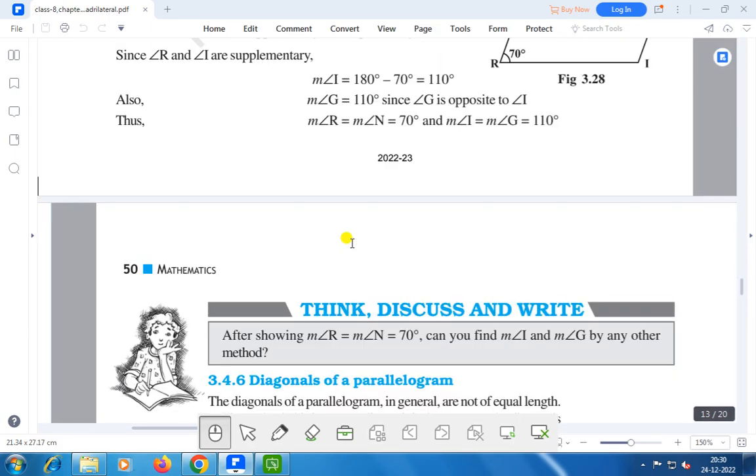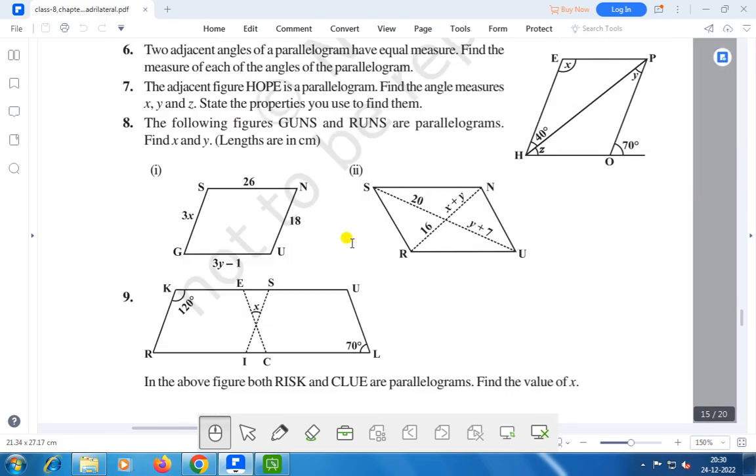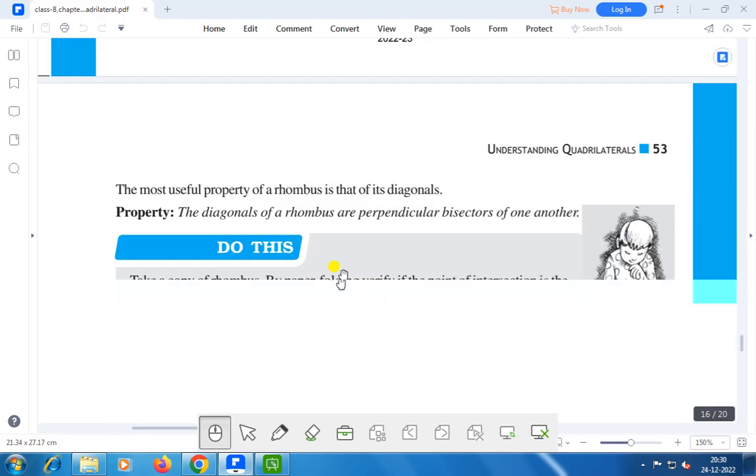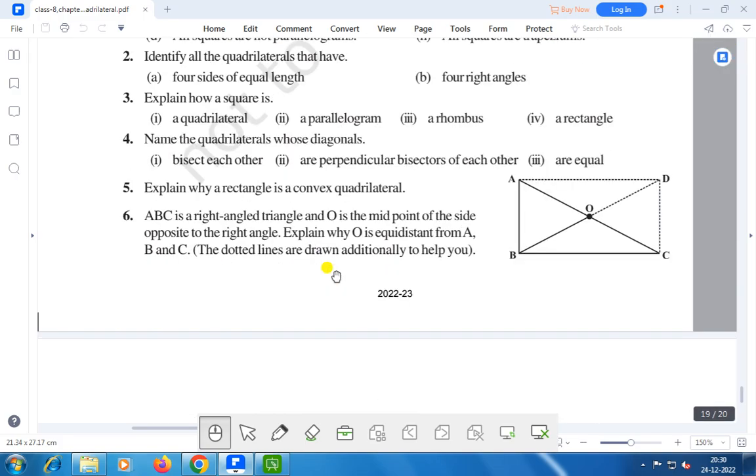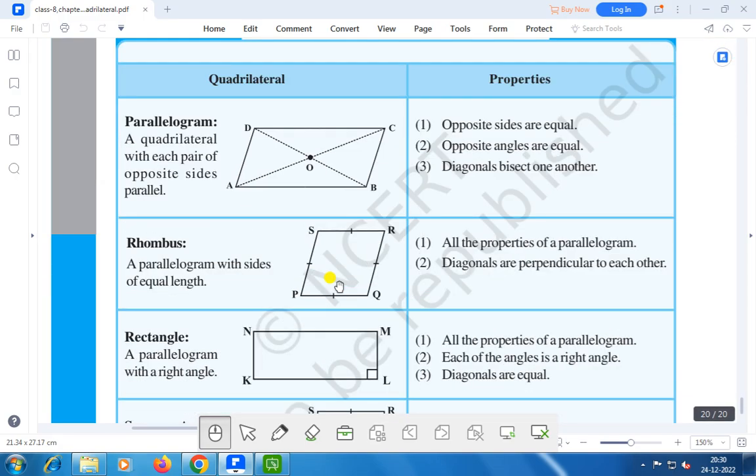You can also find the properties of a parallelogram at the end of this chapter. Here you see the various properties of quadrilaterals, but we will discuss only the parallelogram. Here you see this is the quadrilateral. Parallelogram: a quadrilateral with each pair of opposite sides parallel. This is the parallelogram. What are the properties of a parallelogram? Opposite sides are equal, right? Opposite angles are equal. Diagonals bisect one another. These are the properties of a parallelogram.